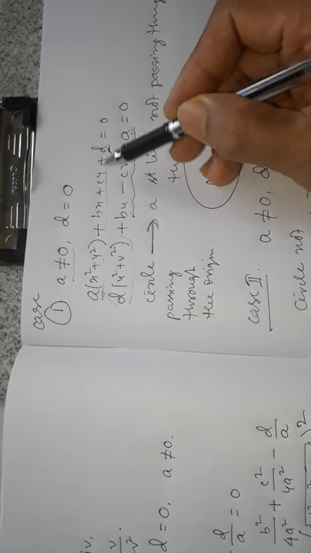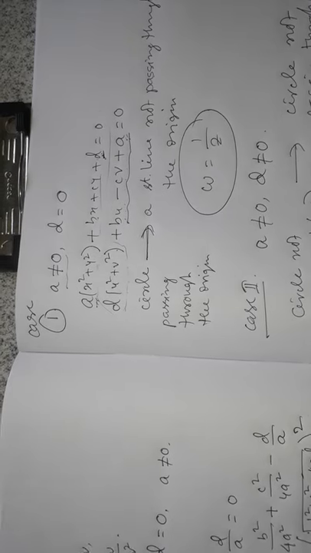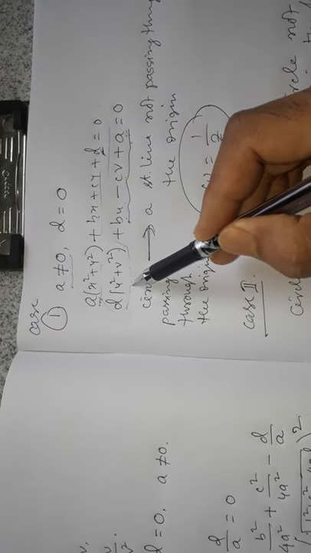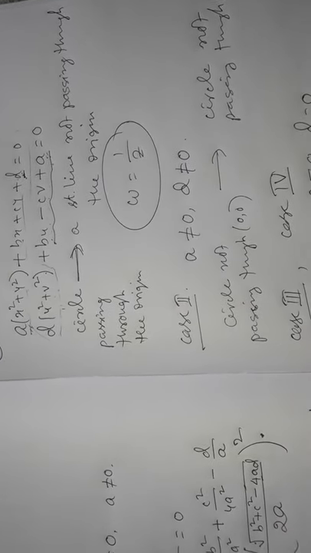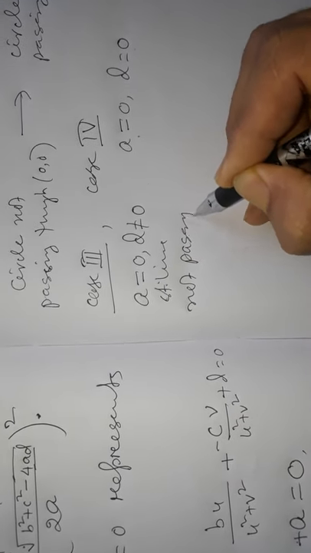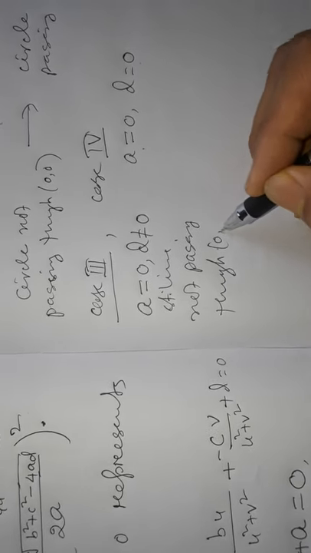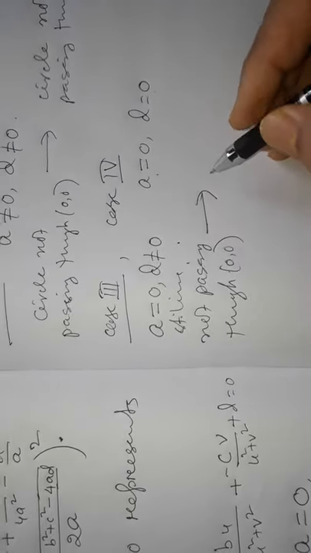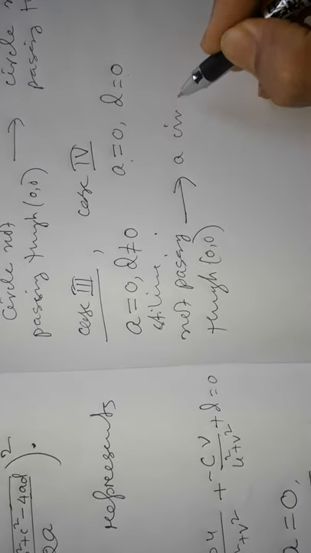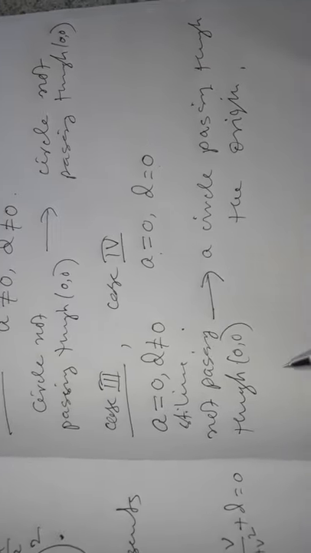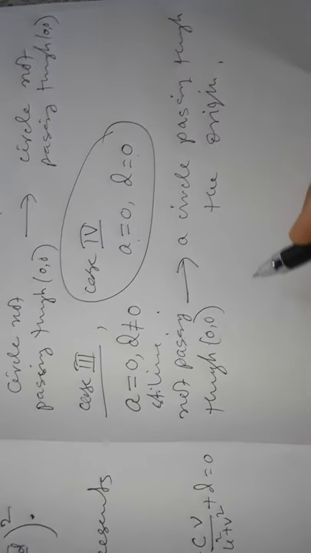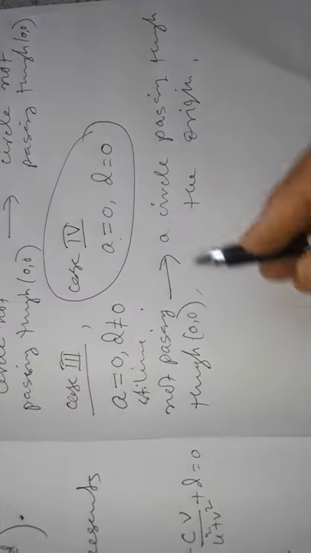So if a equal to 0 and d is not equal to 0, a straight line not passing through 0, 0 becomes what? A circle passing through the origin. Okay, so this is your case 3. Similarly, you can work out case 4, so I leave it to you to complete case 4.